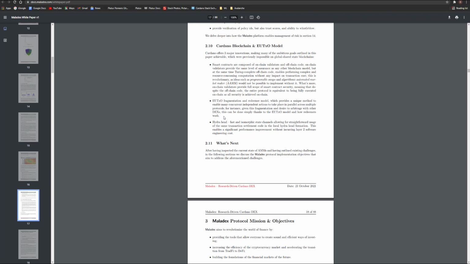You don't have to do any special coding for Hydra. It's using the exact same model as layer 1, hence why it's an isomorphic state channel, but it's doing it on a layer 2, and hence why the processing is a lot faster.